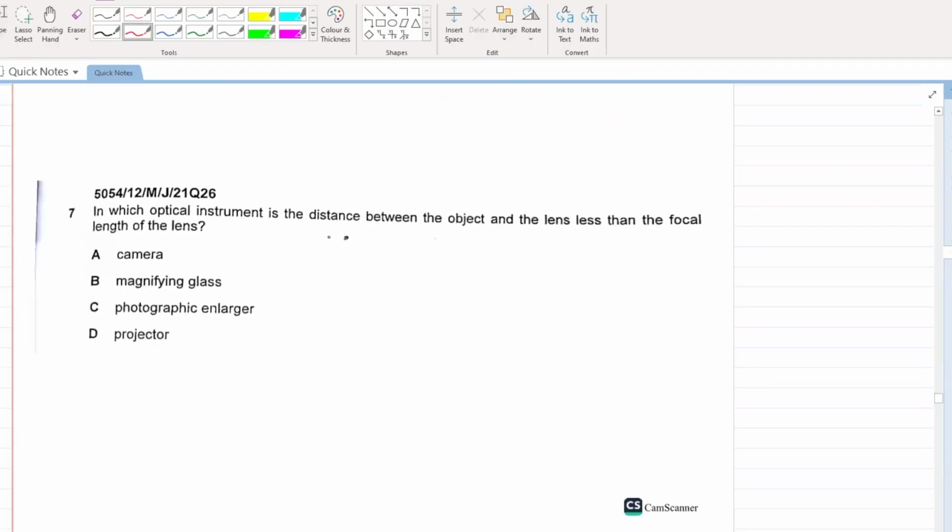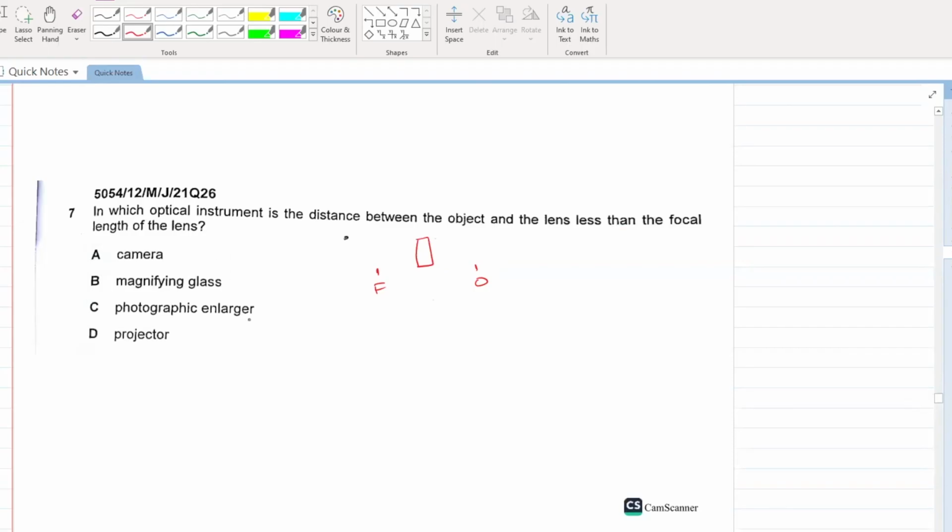In which optical instrument is the distance between the object and the lens less than the focal length of the lens? So basically, in which optical instrument do we place the object between the optical center and focal point?